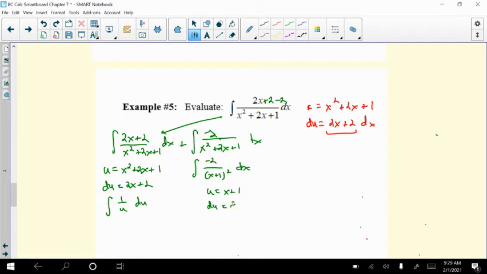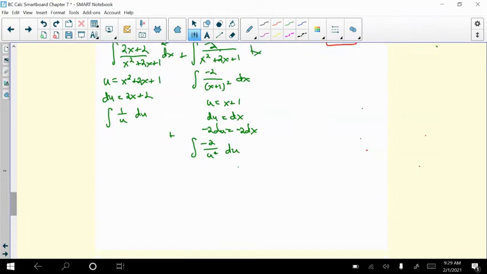The derivative is just dx. We could go ahead and multiply by our negative 2, so we have our negative 2 dx. So then that integral becomes negative 2 over u squared du. So first one, natural log, absolute value of u, plus, now this one, remember, that's really the integral of negative 2u to the negative 2. So when we bump it up a power, it's negative 2u to the negative 1 divided by negative 1, and then plus c, which is our first time we've had a constant.